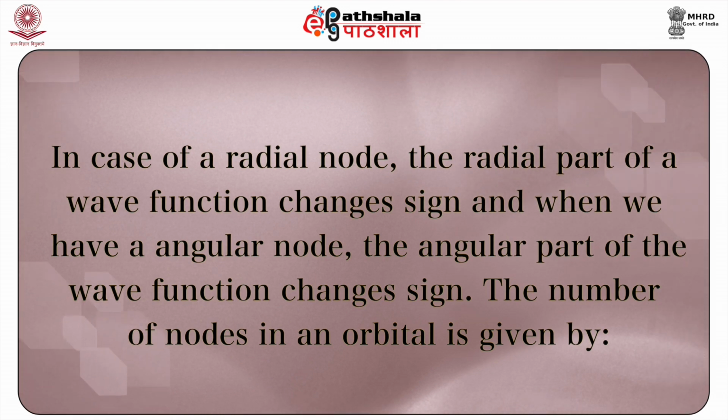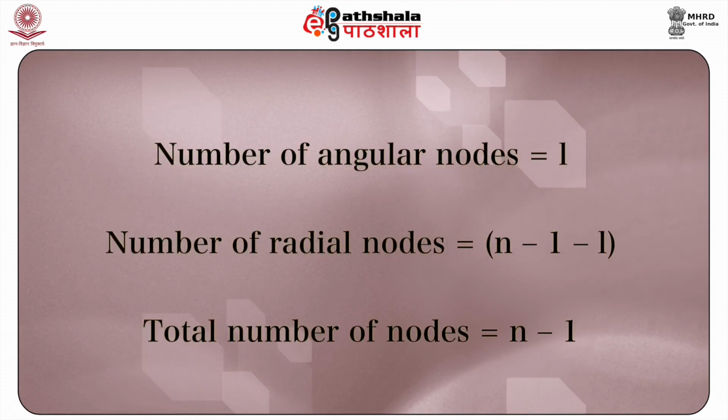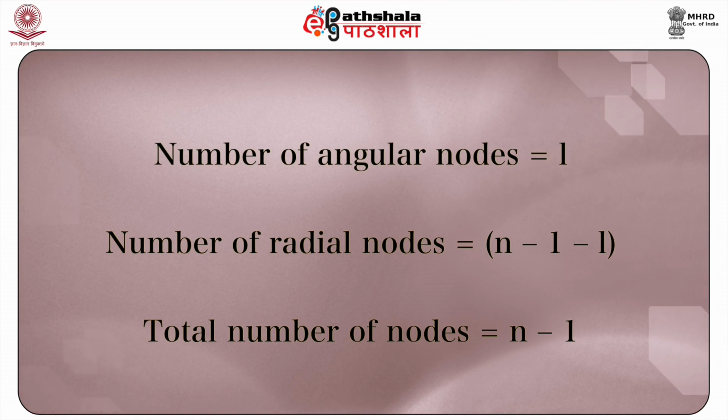The number of nodes in an orbital is given as follows: the total number of angular nodes will be equal to L, and the number of radial nodes will be equal to n minus 1 minus L. The total number of nodes will now be equal to n minus 1.